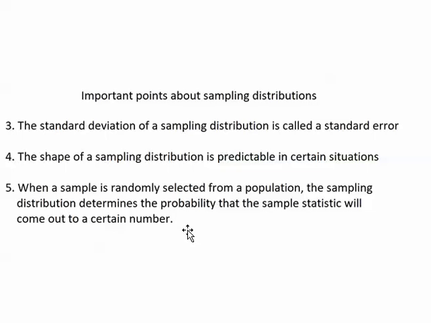We saw that that was true in our diagrams. We were able to take the sampling distribution and use it to calculate the probability of each possible number that the sample statistic could come out to.